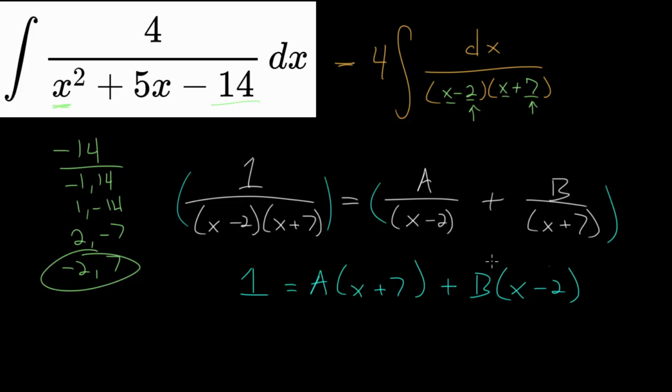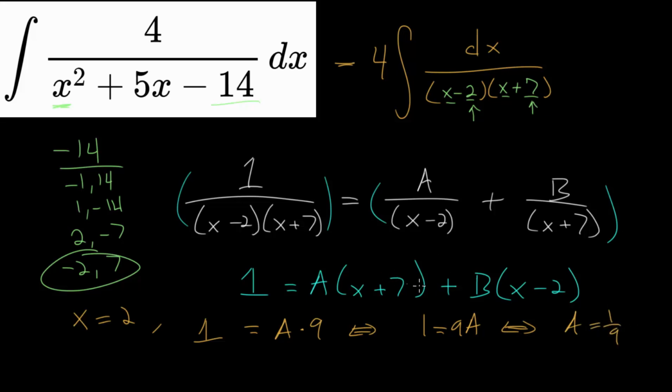For instance, if we set x equal to positive 2, that would make this expression 0, and we would have an equation where we can just solve for a. So let's do that. We would still have 1 on the left. Then we have a multiplied by 2 plus 7, which is 9. Then we have b multiplied by 2 minus 2, which is 0. So we've simplified this to 1 is equal to 9a, and from there we can divide each side by 9 so that we get a is simply 1/9.